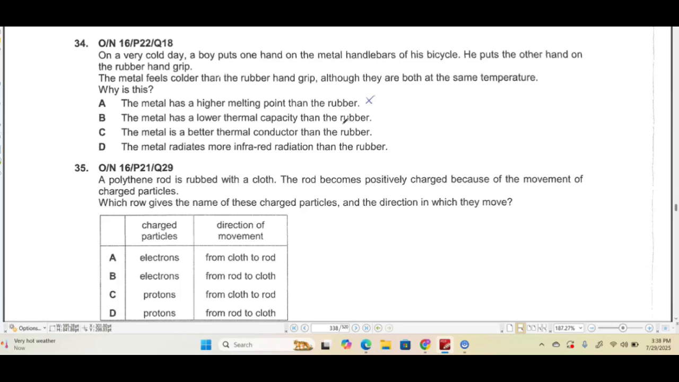The ability, basically, to raise the temperature and then the ability to resist lowering that temperature as well. ठीक है, दोनों चीजें ही. तो क्वेश्चन नंबर 34 का आंसर ये नहीं है. थर्मल कैपेसिटी का ताल्लुक इससे नहीं है. The metal is a better thermal conductor than rubber. Yes, this is correct. The metal radiates more infrared radiations. No, no, no, no. So C is our correct option.